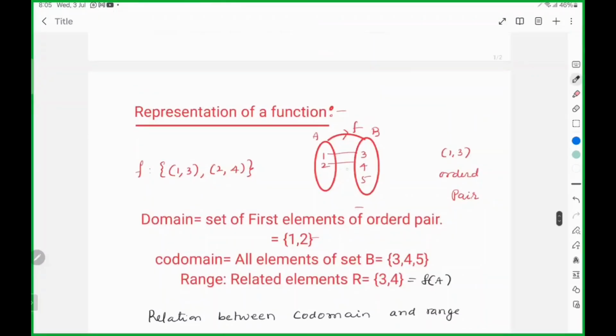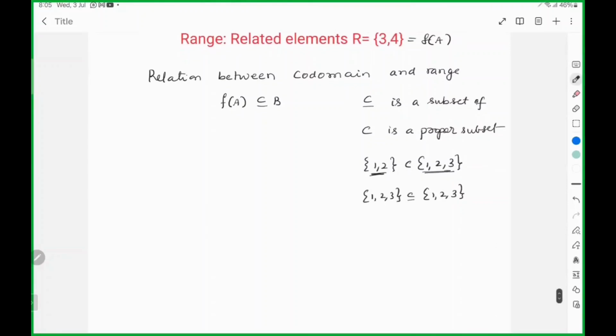Here is an example where the range is a proper subset of the codomain. If you take another example, F mapping from A to B, 1, 2, 3, 4, 5, 6.